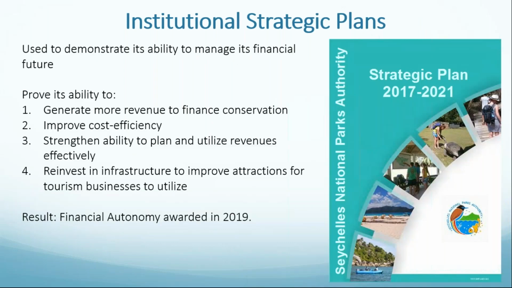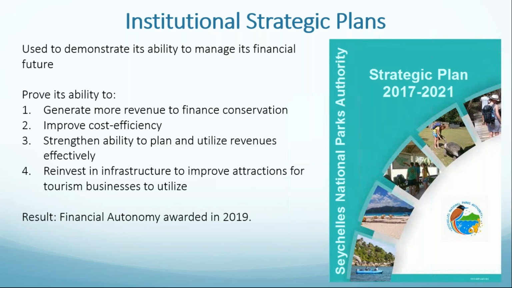National Parks Authority really wanted to develop their business plan or their strategic plan for their organization. And their specific objective was to try and use the plan to demonstrate their future ability to be able to manage their own financial future. And so they used the planning exercise as a way to try and prove that they were able to generate more revenue from conservation from their protected areas, and that they were currently underdeveloped options.